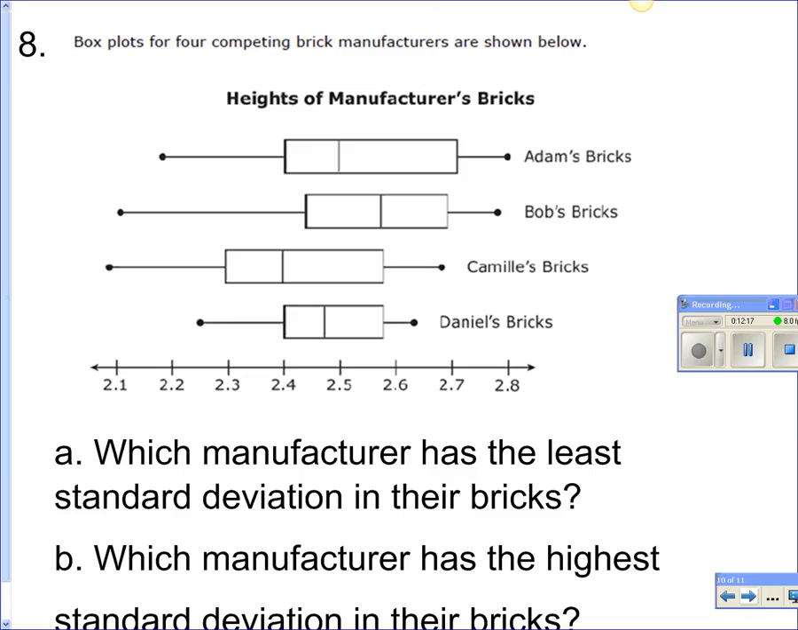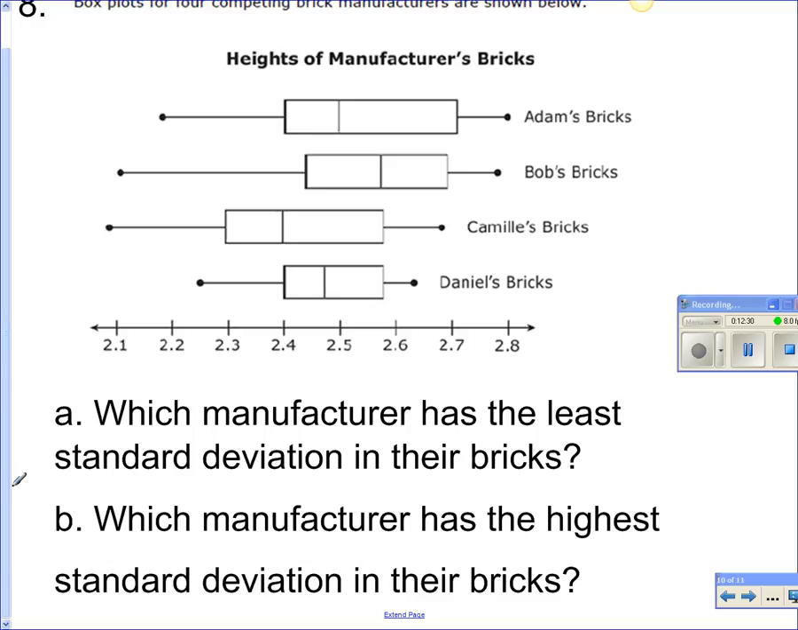Okay. Box plots for 4 competing brick manufacturers are shown below. You've got Adams Bricks, Bob's Bricks, Camille's Bricks, and Daniel's Bricks. Which manufacturer has the least standard deviation in their bricks? Take a minute and think about it. Look at the box plots up there. Which one has the least standard deviation? Well, if you answered Daniel, you are correct. Remember, standard deviation is how spread out it is. Daniel has the least spread.